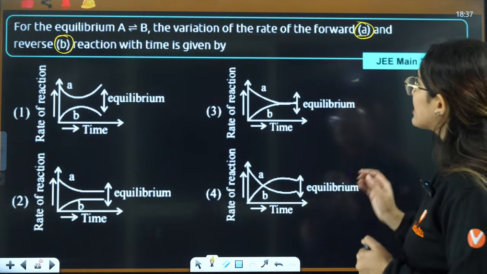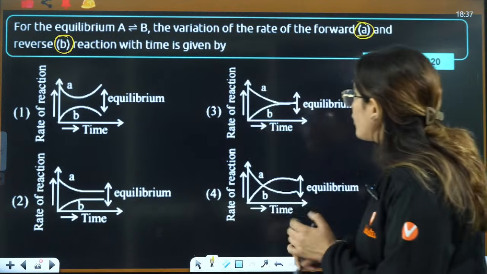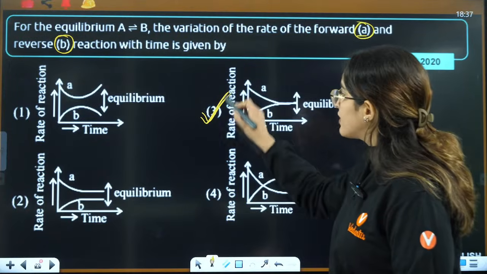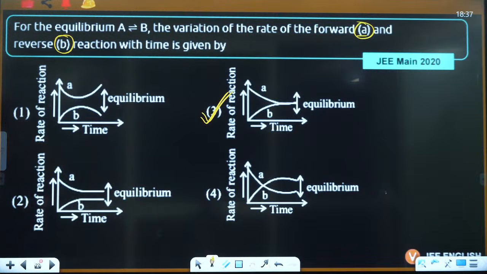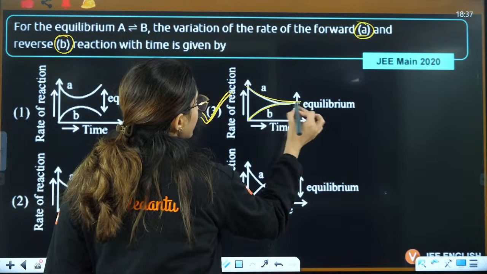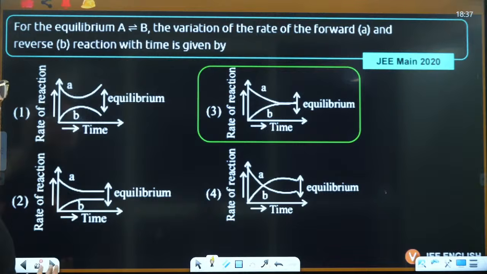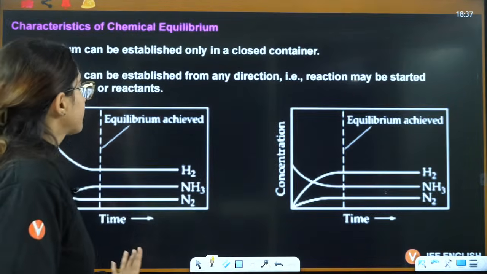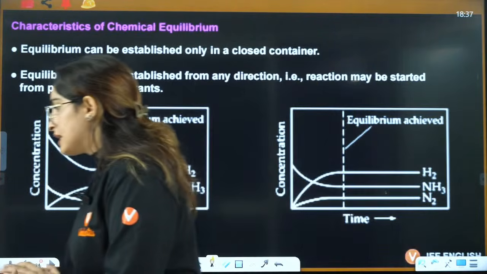Where you can see the rate of forward and backward is same. Where the rate is same, only over here the rate is same. Others rate is not same. So option number 3 is the correct answer. Rate of forward reaction is equal to rate of backward reaction, and this is the correct graph here. So answer is going to be 3, right? Okay. Yes, everybody. Very good.